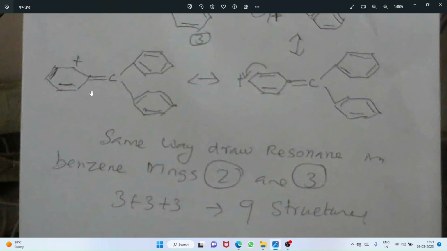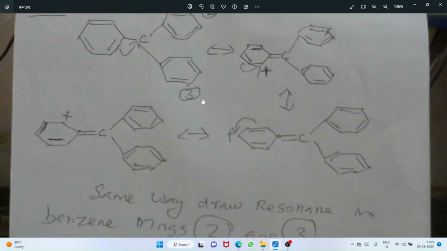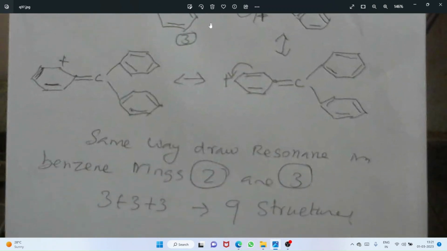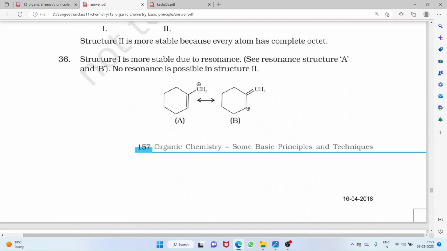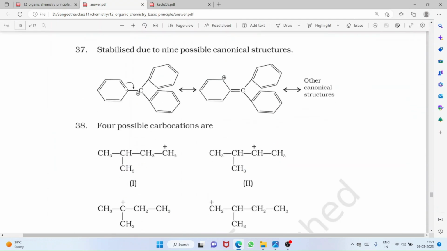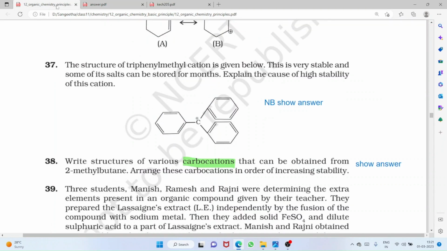In the same way we can draw resonance for benzene rings 2 and 3, and they will get 9 resonance structures. You can draw more. Because of that, it is more stable.